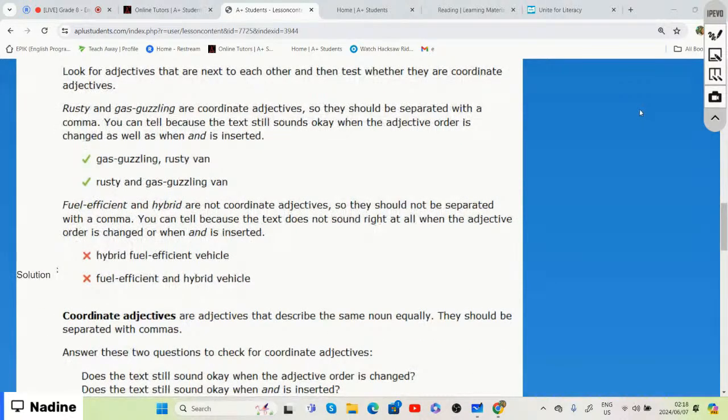So we made mention of rusty gas guzzling and we made mention of hybrid fuel efficient vehicle, right? And if we look at the two words, hybrid fuel efficient or fuel efficient and hybrid, those are not coordinate adjectives, right? So they should not be separated with a comma, and you can tell that because the text does not sound right at all when the adjective order is changed or when "and" is inserted.